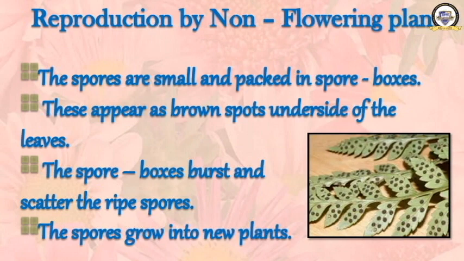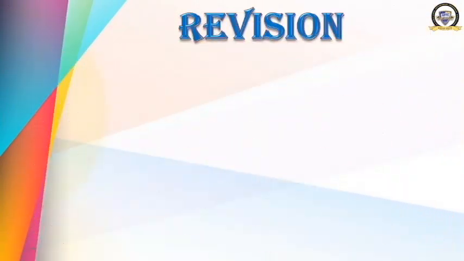Have a look here. This is what a spore is. Some of the plants are non-flowering plants and they have spores on the lower side of their leaf, and on maturity what happens? These spore boxes burst and the spores which are inside come out, and from the spores new plants grow. That is the reproduction in the non-flowering plant. Have you understood? So we have completed the first part.